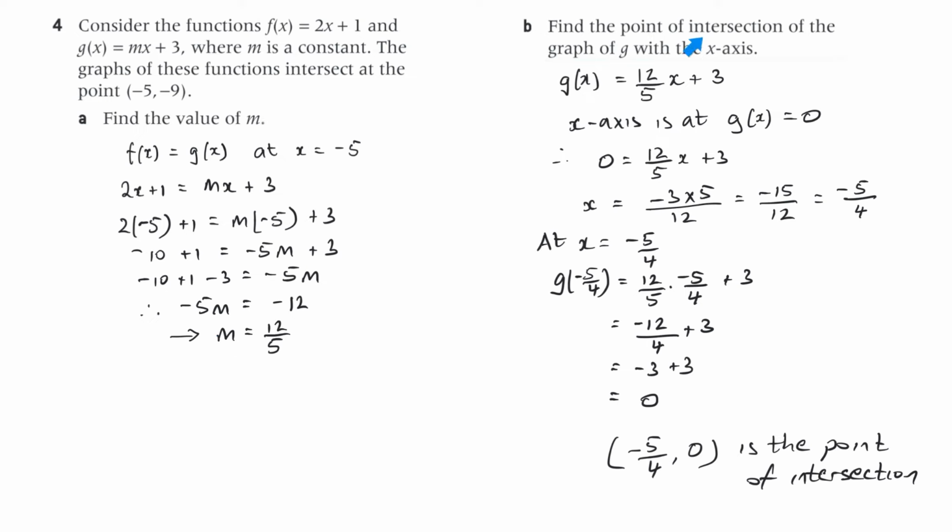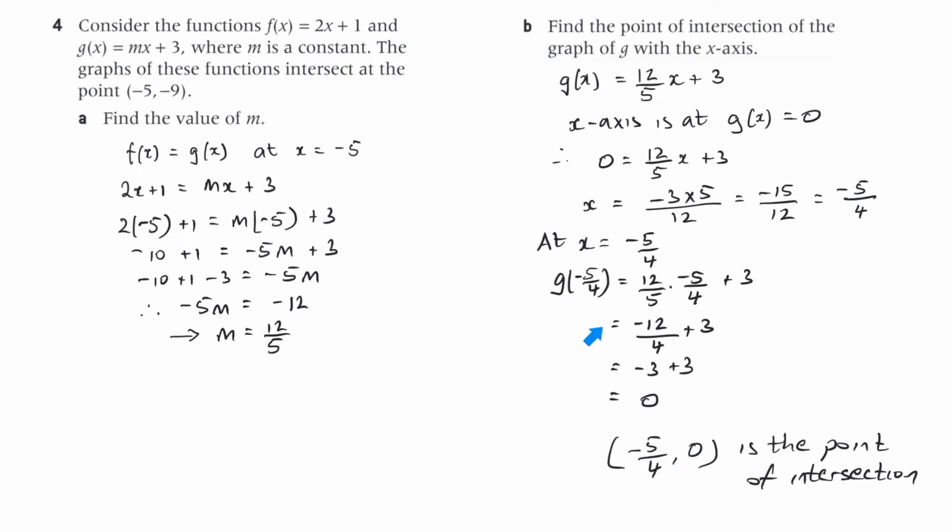B, find the point of intersection of the graph of g with the x-axis. Now, normally they would say the point of intersection of both lines, but that's not what they're saying here. They're saying, where does the g function cross the x-axis? Now, the x-axis is at y equals 0, or the function value of 0. So we just put the function value of 0 equals 12 on 5 times x plus 3, and we solve that, and we find that x is -5 on 4. Now, we already know enough. They just want to know the point of intersection. We know x is -5 on 4, and we know the function value is 0. So the point is (-5 on 4, 0).